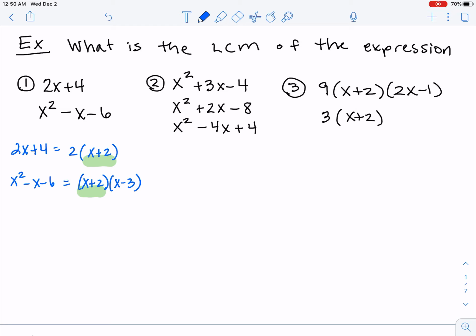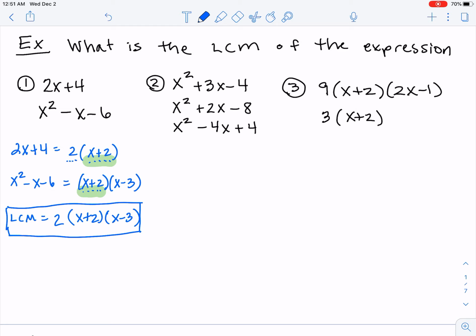So my least common multiple has to take into account every factor. So looking at that least common multiple, let's see, I have 2, takes care of this guy. I have the x plus 2, and notice I'm only writing it once. It takes care of both of those, and I have an x minus 3. Okay, so the least common multiple is going to be 2 times the quantity x plus 2 times the quantity x minus 3.